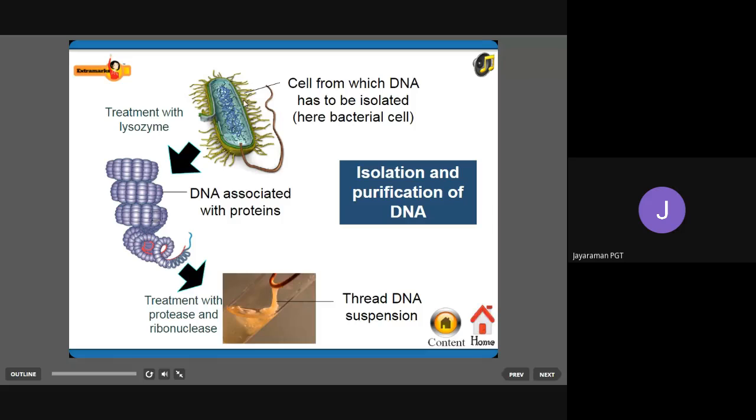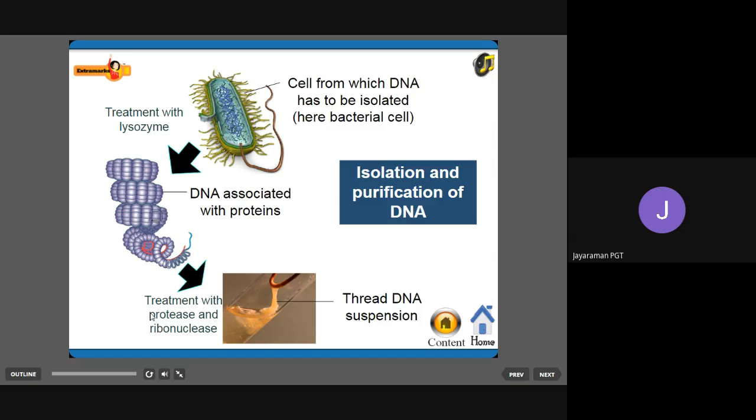Suppose you are taking the DNA from bacteria, to remove the cell wall or the capsule, lysozyme can be used. If it is an animal cell, protease can be used, or if it is a plant cell, cellulase can be used. Then the DNA will be separated. Still the histone is there. The histones form the nucleosome. Remember, the histones are positively charged and DNA is negatively charged, so the DNA coils around them. The histones are removed with the help of protein digesting enzymes.